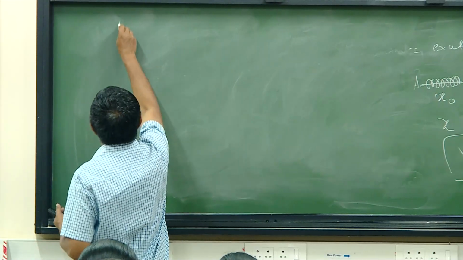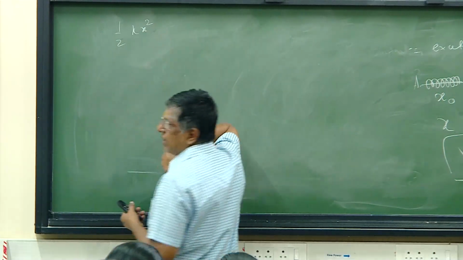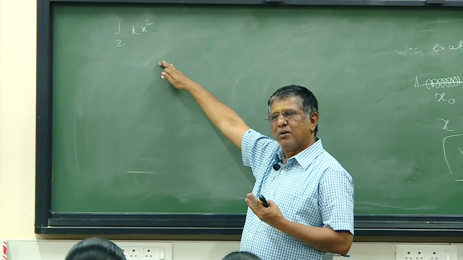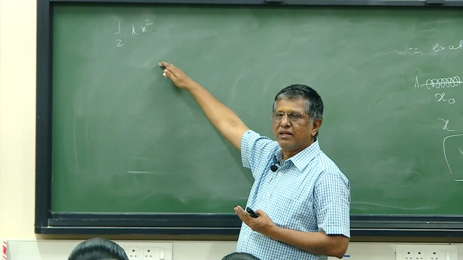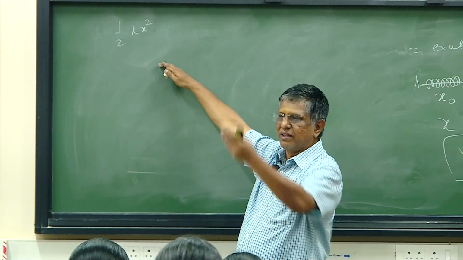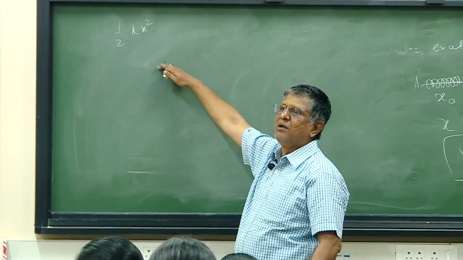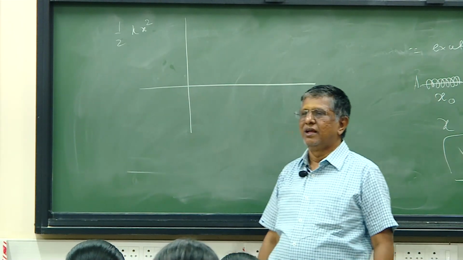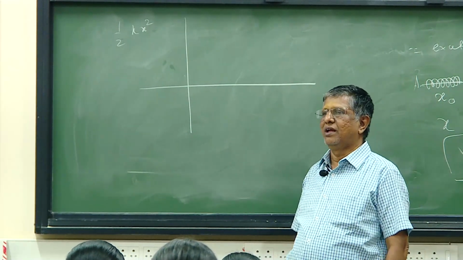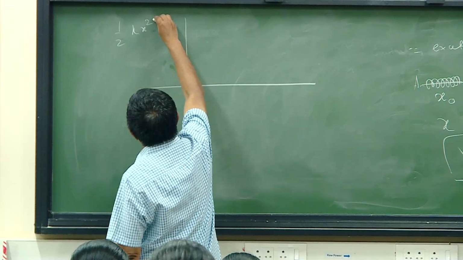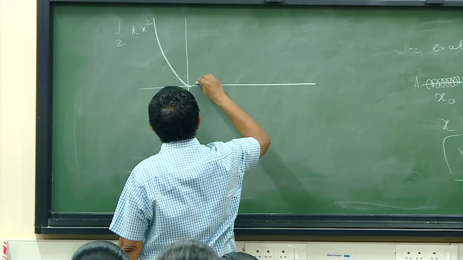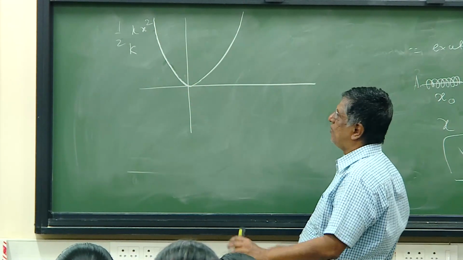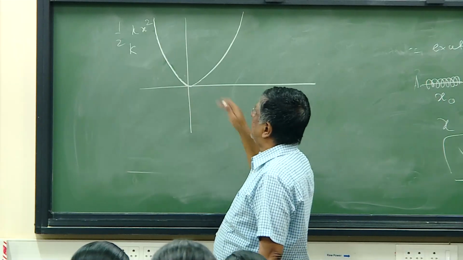Now, when you have this half k x square, what is it? Potential energy. But mathematically, how does it look? Parabola. Excellent. Does it touch 0, or will it go below 0? Therefore, this is my k. And there is a lot of maths one can work out on this. I am not going to talk about this.